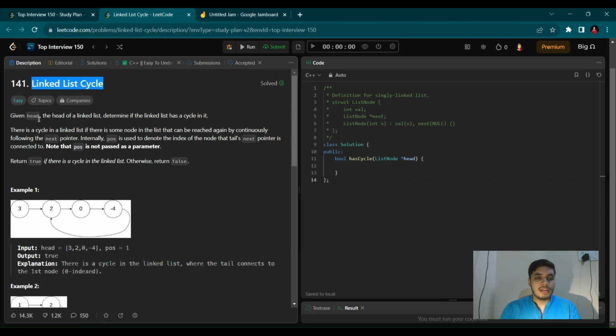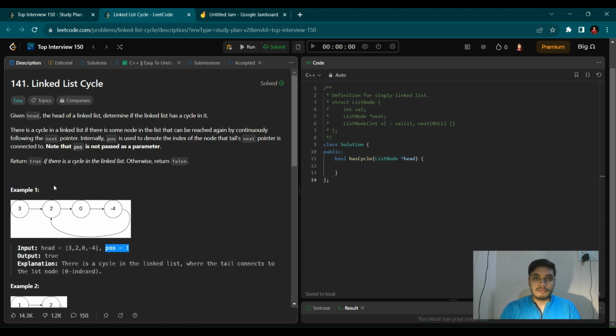We have been given the head of the linked list, and we have to find out whether a cycle exists in this linked list or not. We have also been given a POS, which defines which location the cycle points to. In the example, you can see that POS equals 1. That means the cycle from its tail is going to point to the first position node. So basically, we have to find a cycle in a linked list.